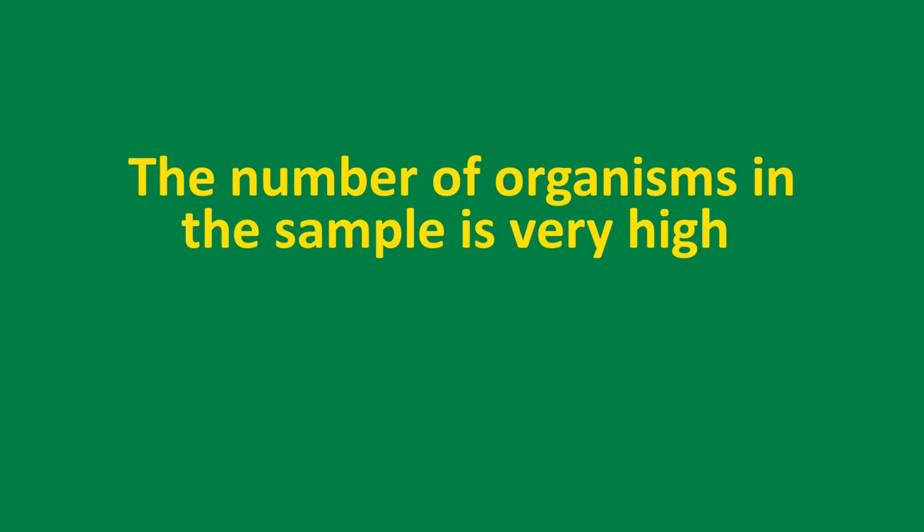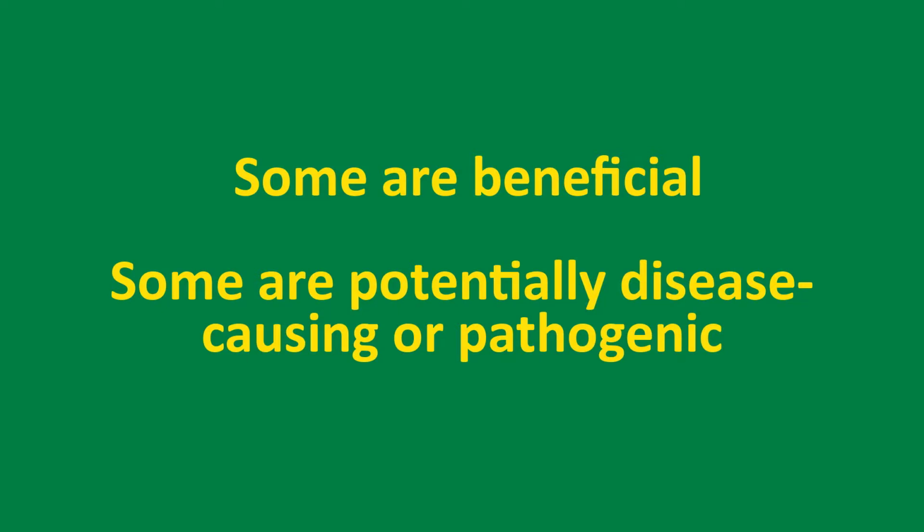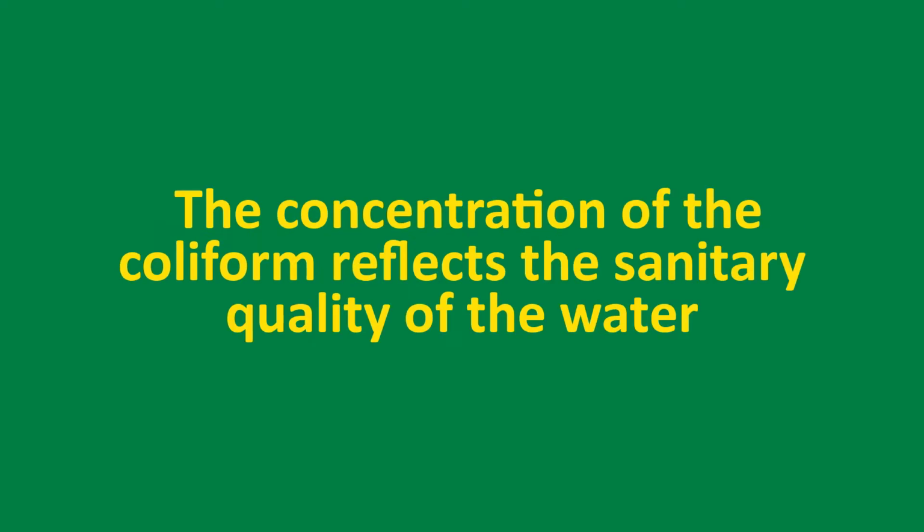The number of organisms in the sample is very high, from 10 to the power of 6 to 10 to the power of 9 per milliliter sample. Some are beneficial and some are potentially disease-causing or pathogenic. It is very difficult to measure the concentration of these pathogenic organisms, so a coliform indicator is used in the analysis. The concentration of the coliform reflects the sanitary quality of the water.